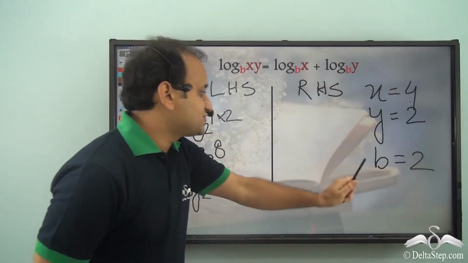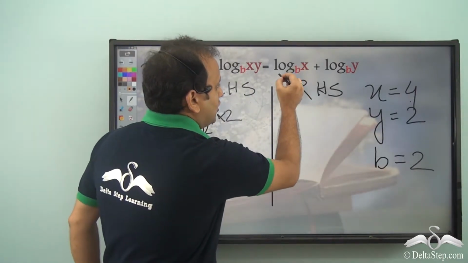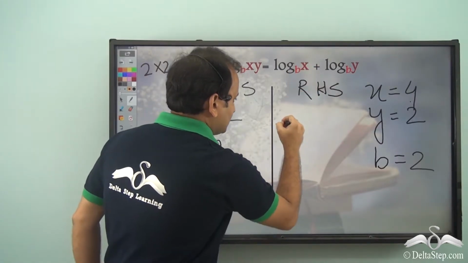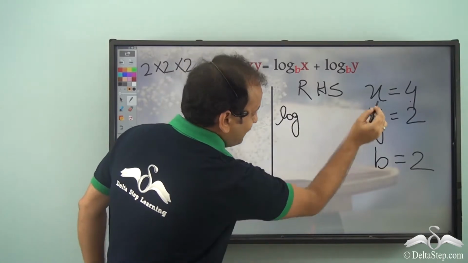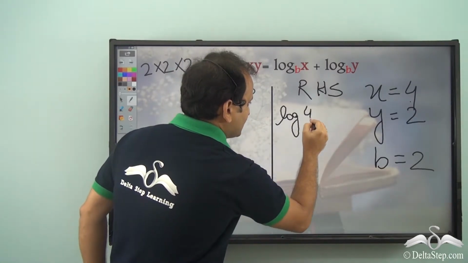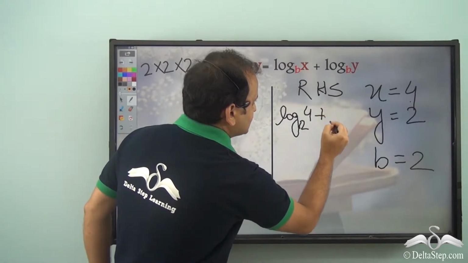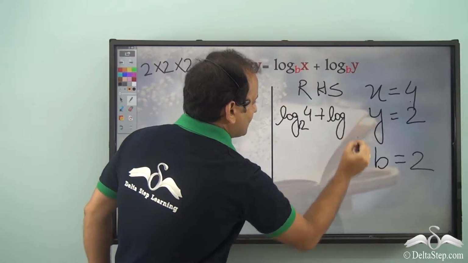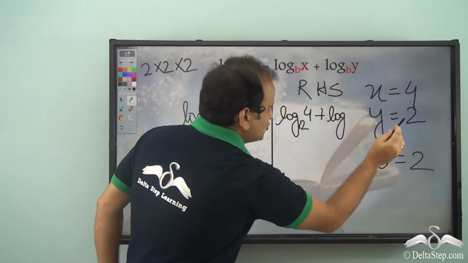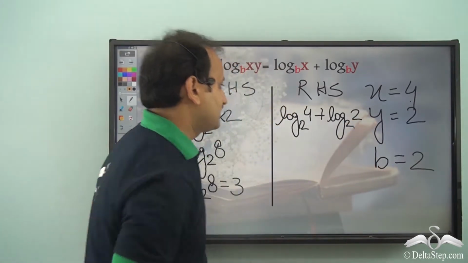Now let's solve RHS for the same values. So we have log x to the base b. So we can write it as log x is 4, right? So 4 to the base 2 plus log y is 2, right? So 2 to the base 2.